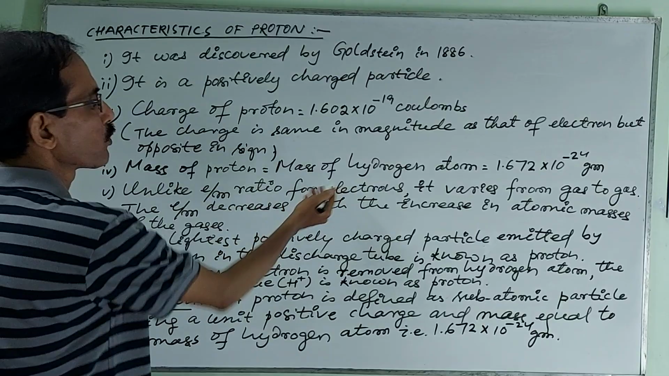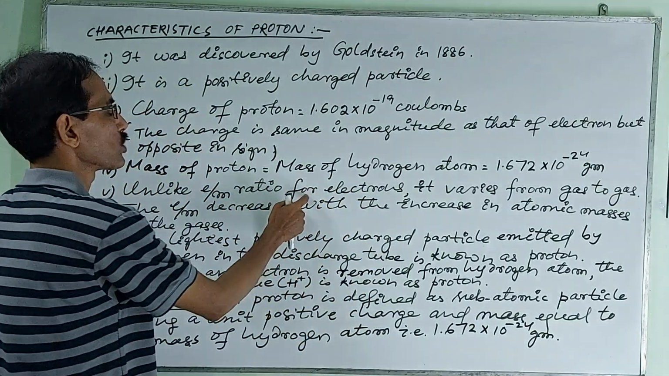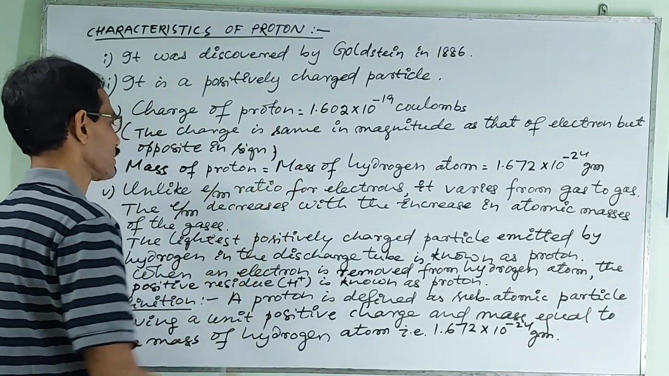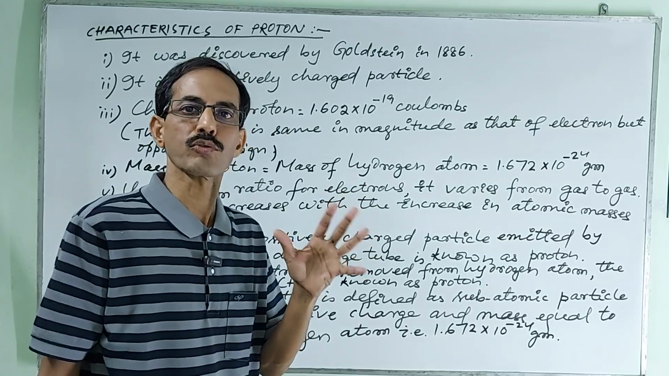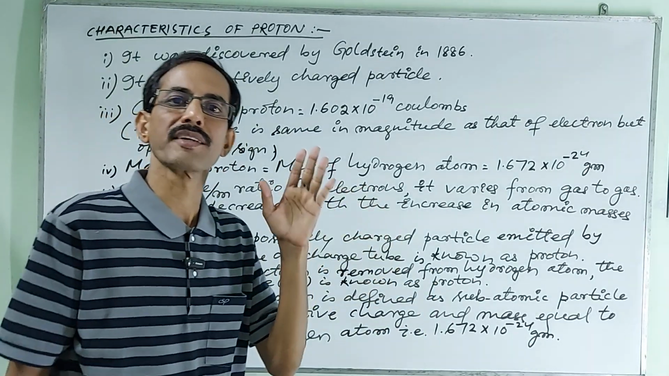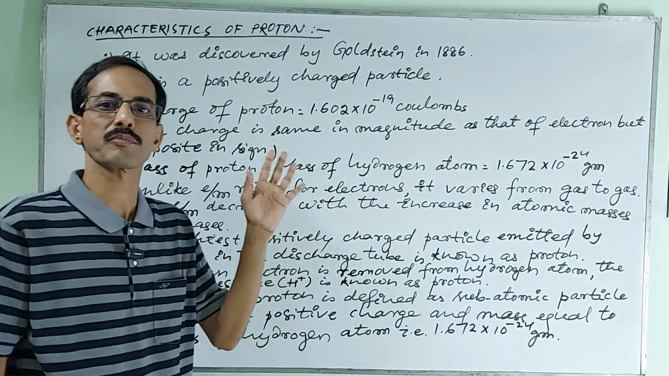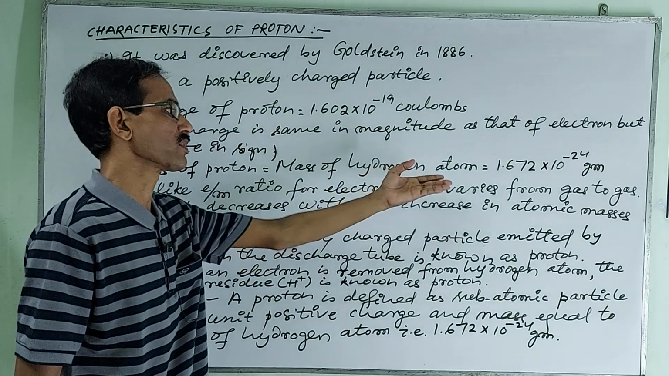Unlike the e/m ratio for electrons, for protons it varies from gas to gas. This is one important thing you should try to understand. The e/m ratio for electrons remains the same if electrons are extracted from any substance by any method. But in the case of protons, it varies from gas to gas.